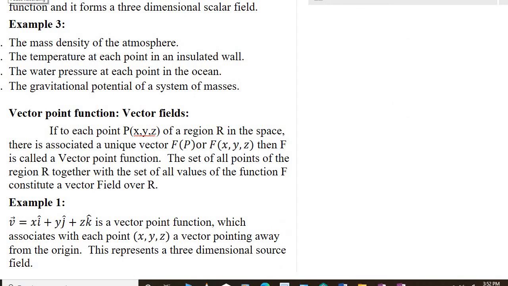In physics, the mass density of the atmosphere, the temperature at each point in an insulated wall, the water pressure at each point in the ocean, and the gravitational potential of the system of masses are examples of scalar fields.